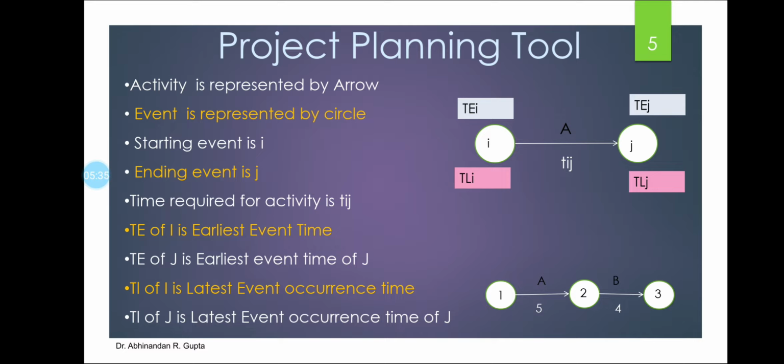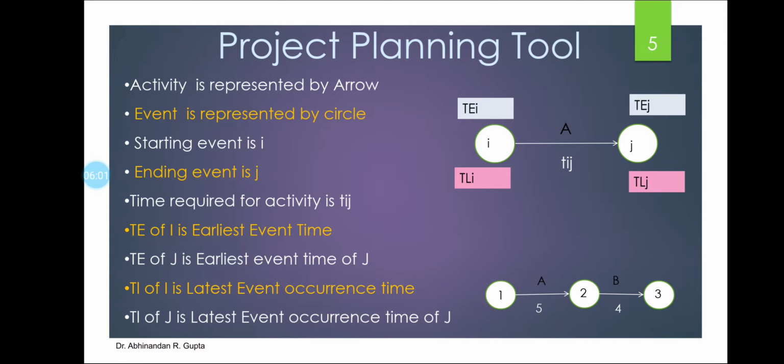Now in this particular figure, we have started with the part of project networking. Basically, an activity or the work is represented by an arrow, and an event is represented by a circle. We have written I and J. I is the initial event number and J is the next or the end event number. So a particular activity will consist of 2 events, I and J.